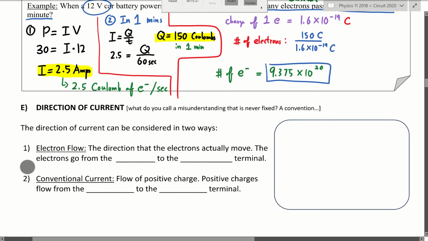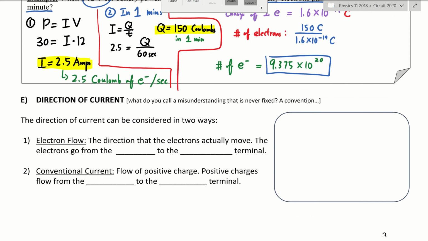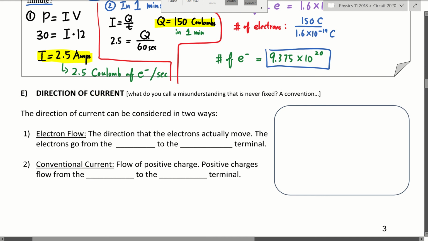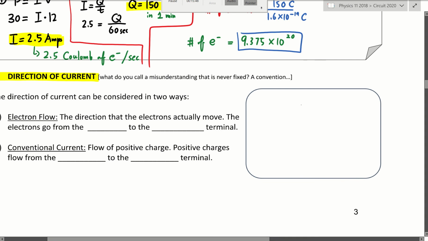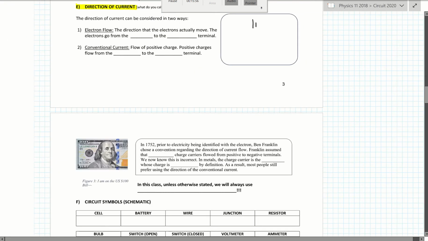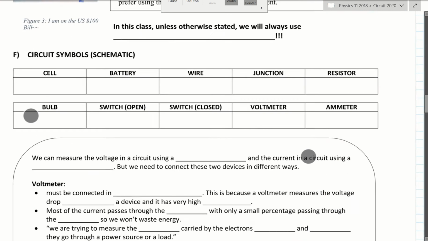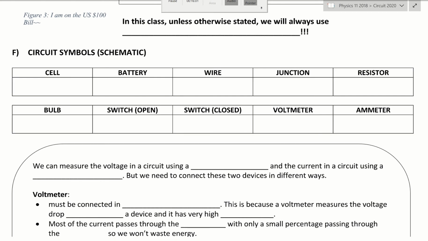So, direction of current. Which way does the current flow? It's actually weird. So now, okay, a battery. Oh, you know what? Before we do that, because we will need to use schematics, can we actually skip to the next page so that I can draw the schematic diagram for circuit symbols?